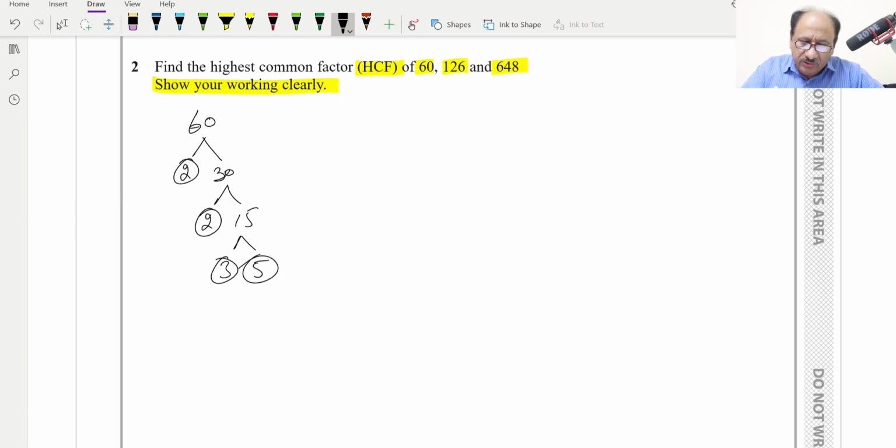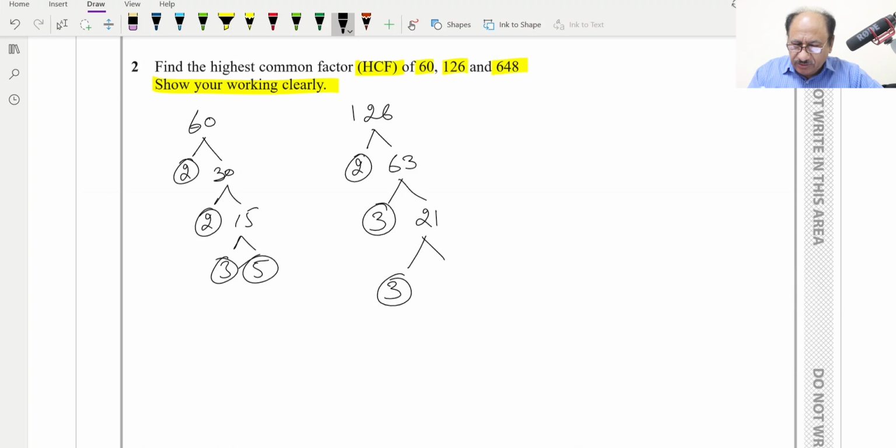And similarly we can take 126. This will be 2 multiplied by 63, then 3 multiplied by 21, then 3 multiplied by 7. So these will be the prime factors.